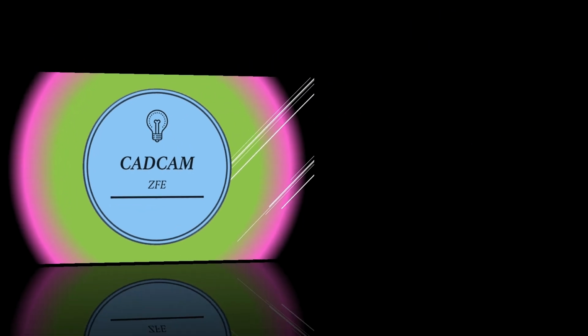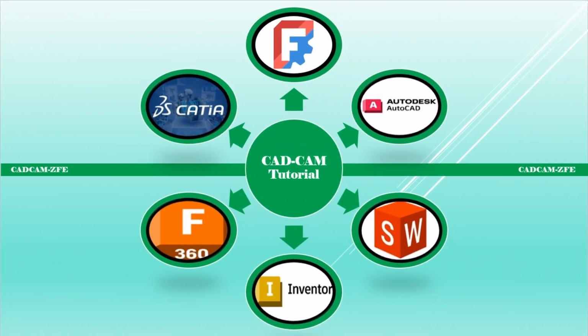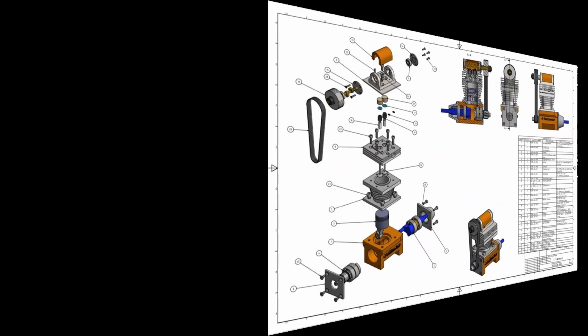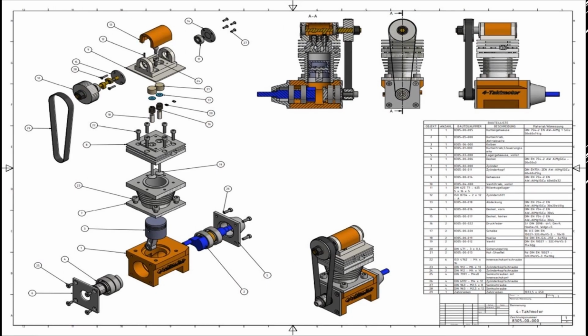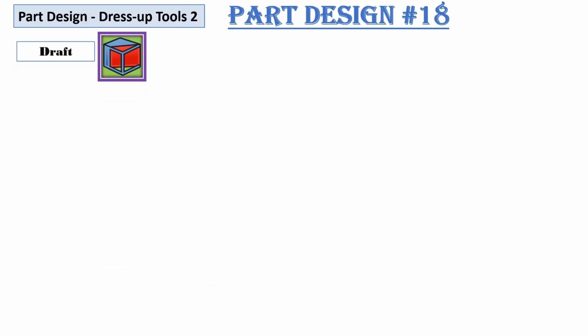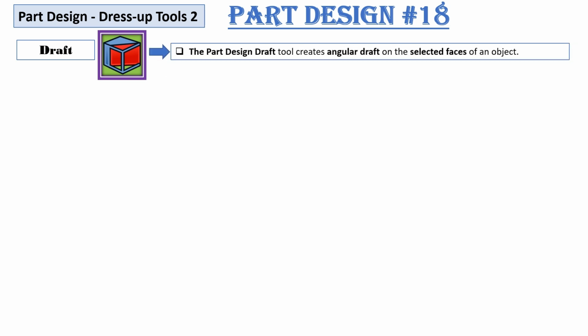In this tutorial, you learn about the application of the part design dress-up tool called Draft. You also learn the several ways to invoke this tool. This part design tool is called Draft. The Part Design Draft tool creates angular draft on the selected faces of an object.